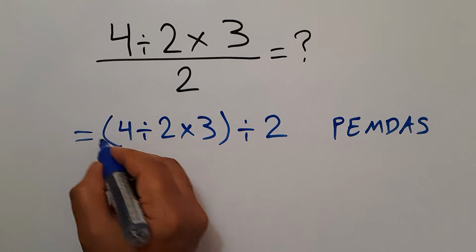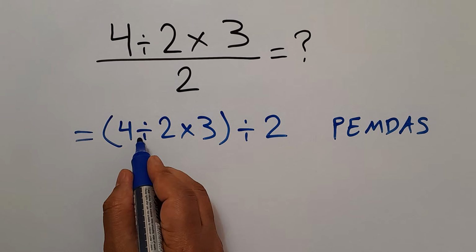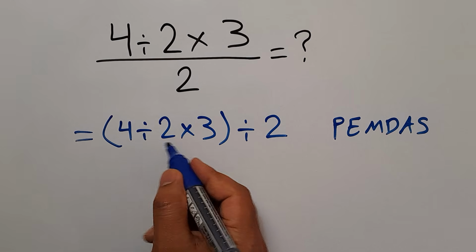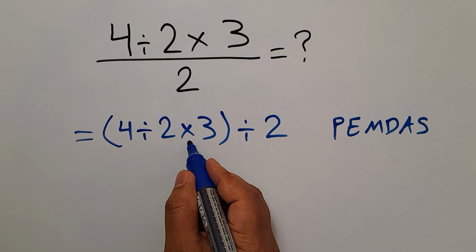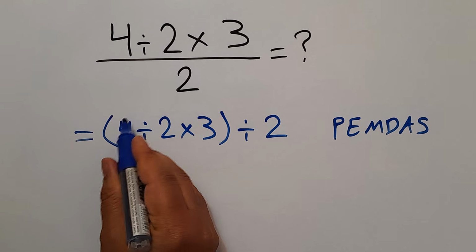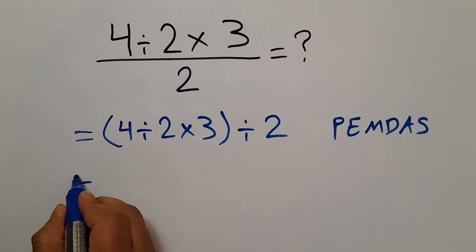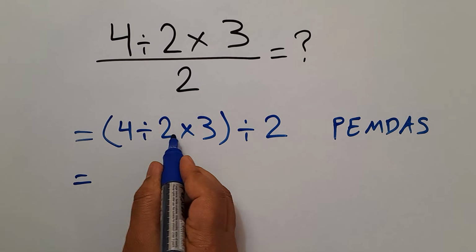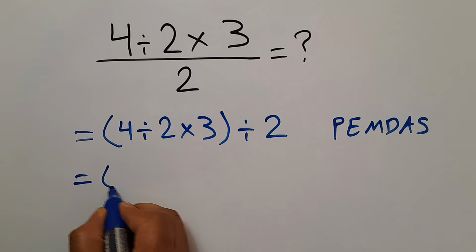So here we first do these parentheses, and inside this parentheses we have this division and this multiplication. We first do this division. Okay, so 4 divided by 2 gives us just 2.